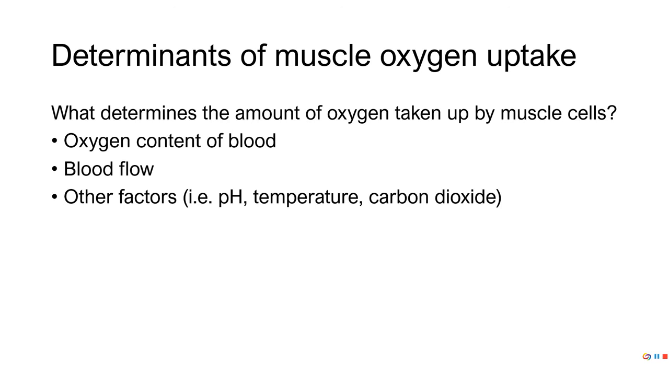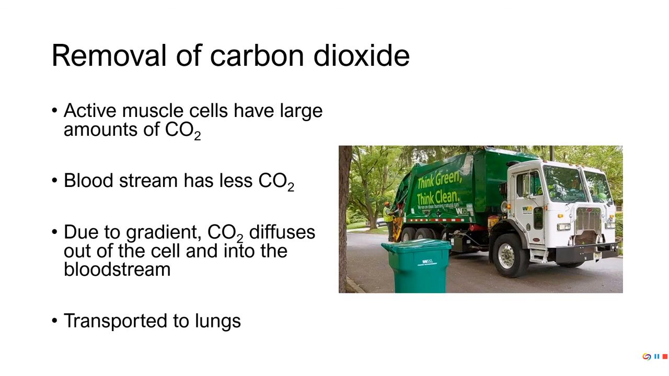Now, similarly, though, we want to get rid of carbon dioxide. And so as these muscles are working and using this oxygen, they're also producing a lot of carbon dioxide. Now, remember, the partial pressure of oxygen in the arteries is about 100. However, partial pressure of CO2 in the arteries is only about 40. Okay. However, there is a gradient, and so CO2 is able to diffuse out of the cell, okay, and into the bloodstream. It's transported to the lungs, and then we're able to exhale it and get rid of it. And so that's what we're done talking about for this one.